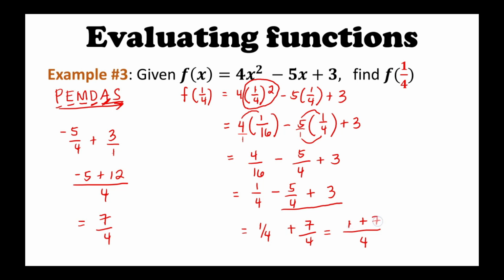So, 1 plus 7 is equal po sa 8 over 4. Then 8 divided by 4 is equal ito sa 2. So therefore, ang output natin is 2. Kung ang input natin is 1/4, so we have here our input na 1/4. Ito yon. Ang output natin ay yung 2. So this is 2.